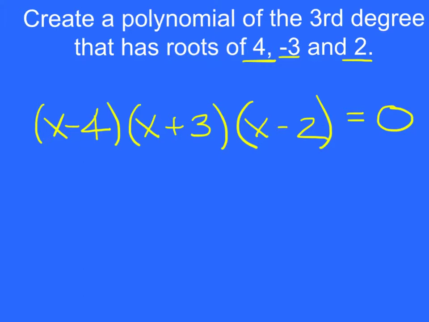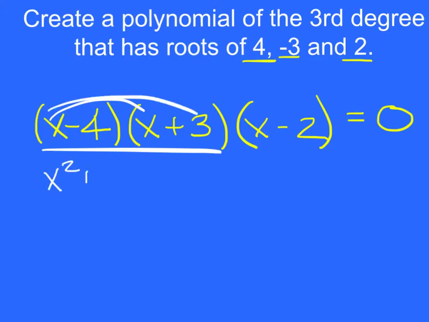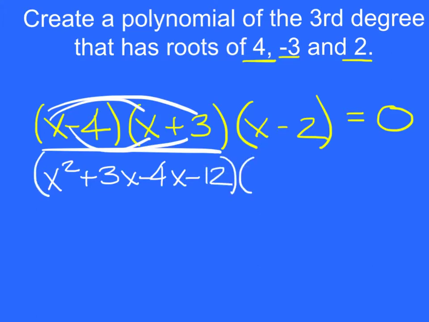Just do this part first, here, and use the first outside, inside, last method, and do x times x is x squared, x times 3 is 3x, negative 4 times x, and negative 4 times 3. But remember, that's all in a set of parentheses.